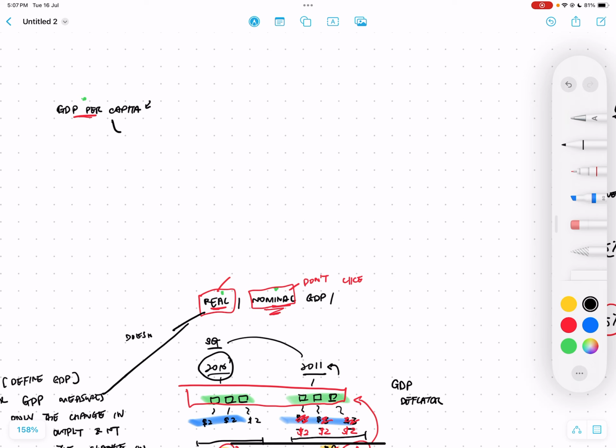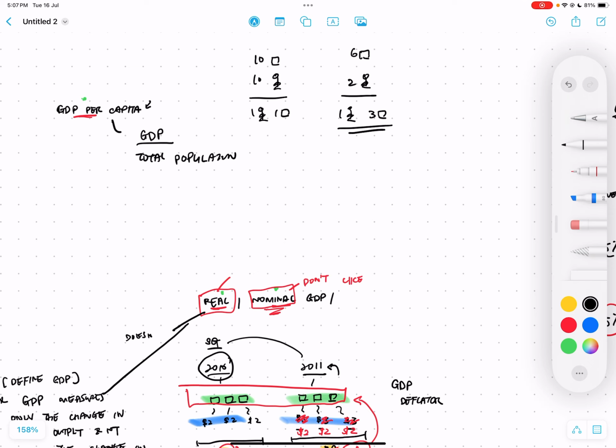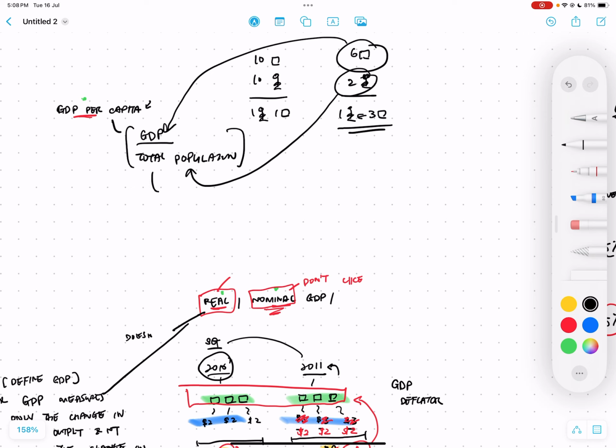If one country has 10 squares, but there are 10 people, then each person only gets 1 square. Right? But then if the other economy has 6 squares, but there's only 2 people, then each person has 3 squares. So this is GDP per capita. You take the number of squares, the GDP, divided by the total population here. Right? So then this gives you a better metric of how many squares each person is enjoying, which is what essentially we want to figure out when we talk about using this to gauge something called living standards.